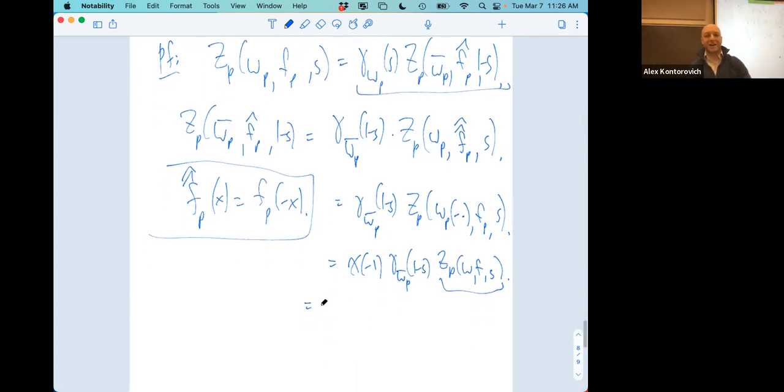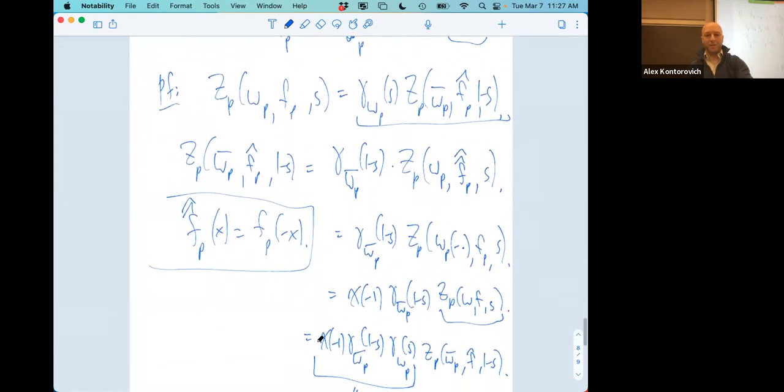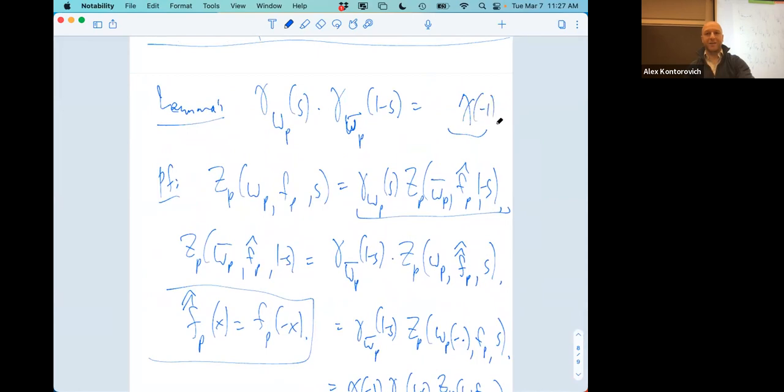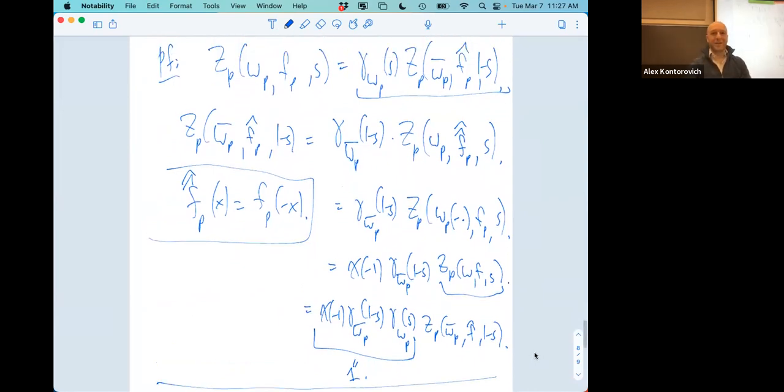So I get that chi of -1 times omega P bar 1 minus S times omega P WP at S times the same function, ZP W bar F hat 1 minus S. So this thing had better be 1. And that gives me the functional equation that this thing is not 1, but chi of -1. So that's why you multiply them together. Right. Okay, does that make sense?